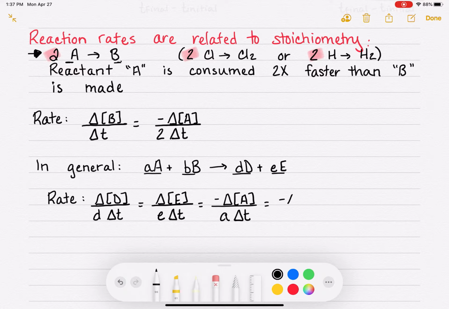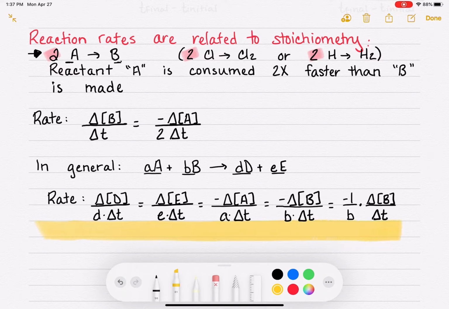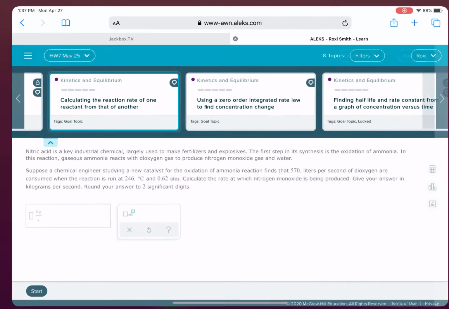And our last reactant, change in concentration of B, negative because it's the reactant, divided by the change in time and also divided by the stoichiometric coefficient. And a lot of resources are going to separate out that stoichiometric coefficient as if it's its own fraction. So you might see it written like this, but I'm just jamming all of mine together. So with this useful equation right here, let's go take a look at an Alex problem.